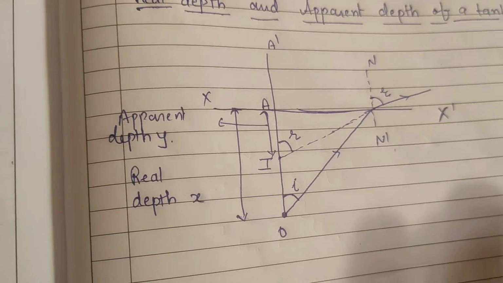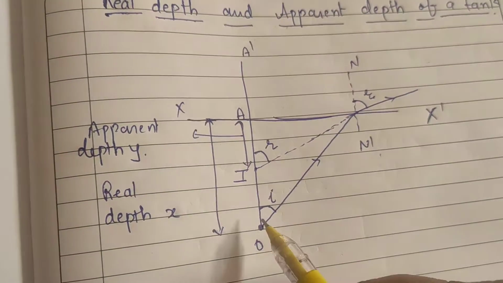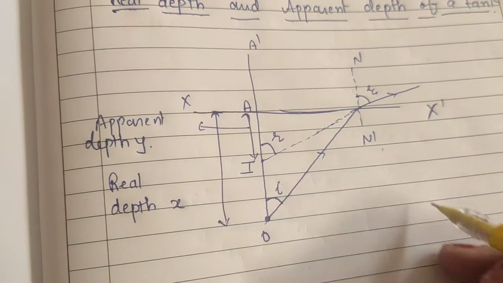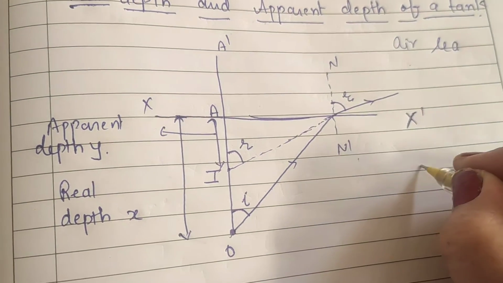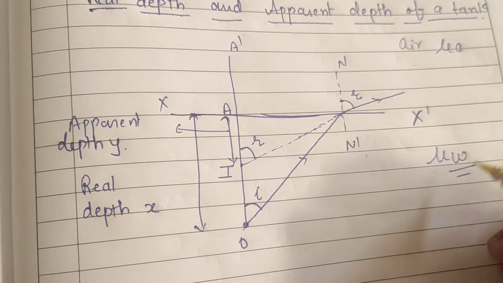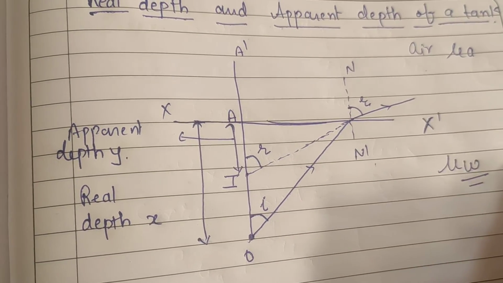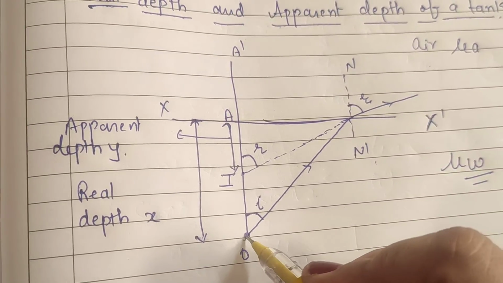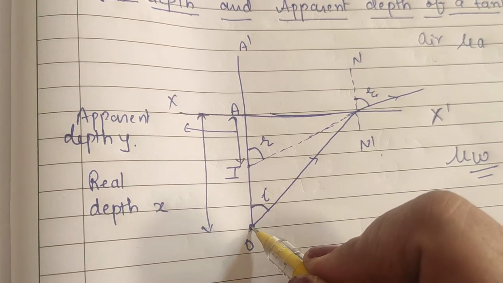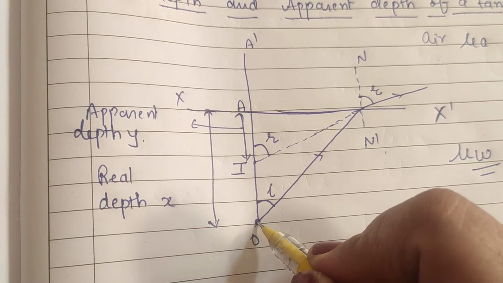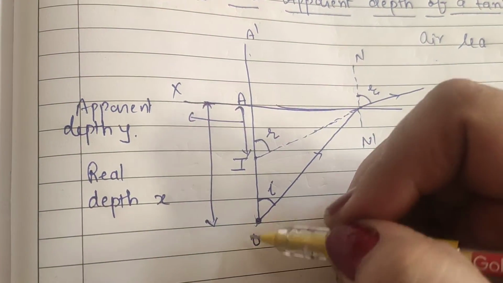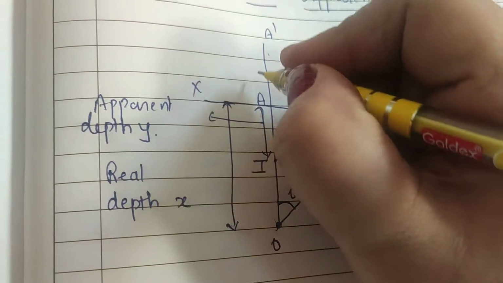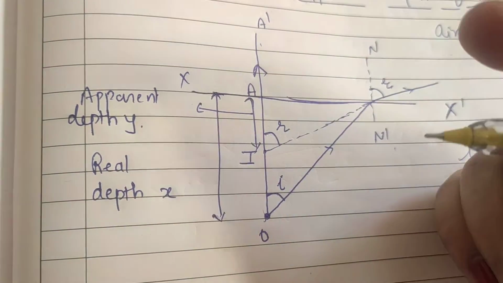Okay, so to find out, let us consider this position O. This is the water tank with water of refractive index mu W, and this is air having refractive index mu A. Let us consider the object is at point O. When a ray goes straight, normal to the interface, it passes straight, as it does not suffer any refraction or bending of light. So one ray which is going up passes straight.